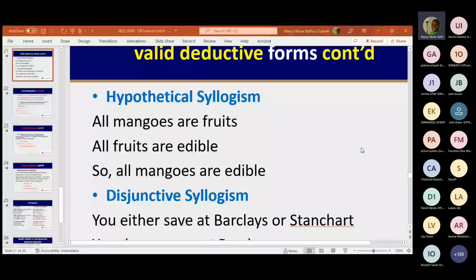So I just want to ask about the hypothetical syllogism. I want to bring out something, whether it's valid or not. Okay, please go ahead. All X are Y. And all Y are Z.